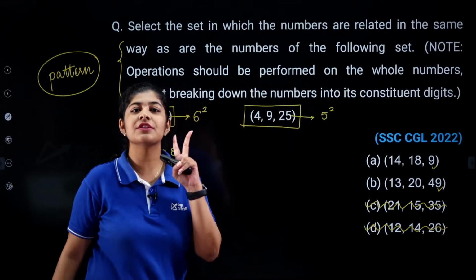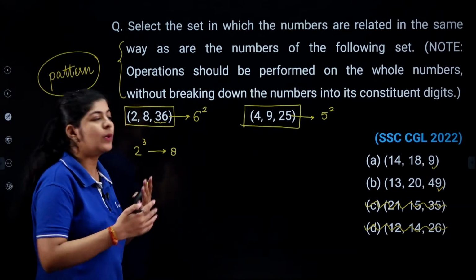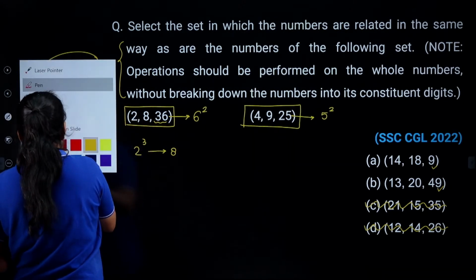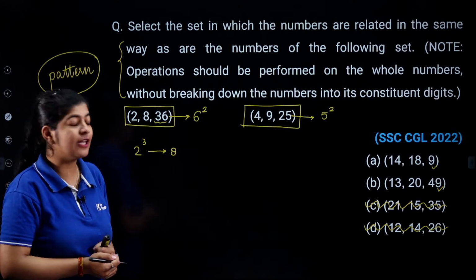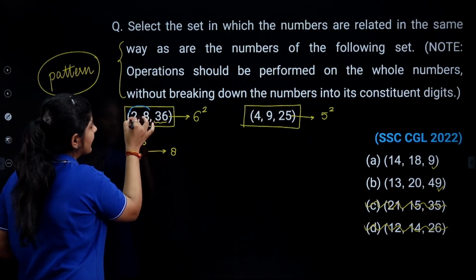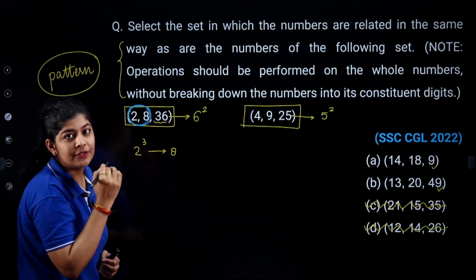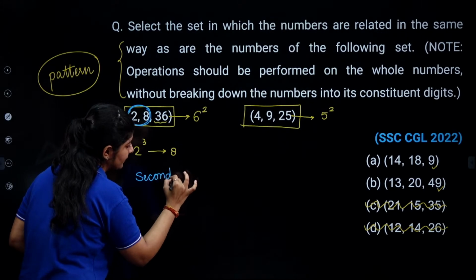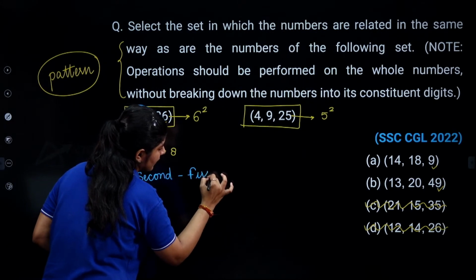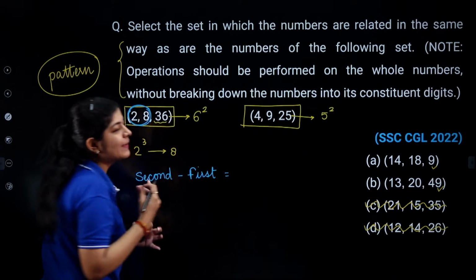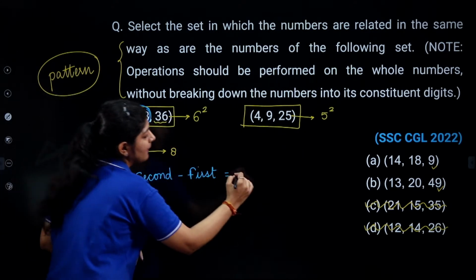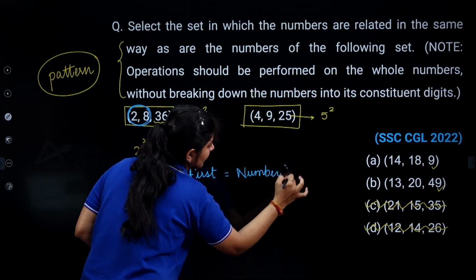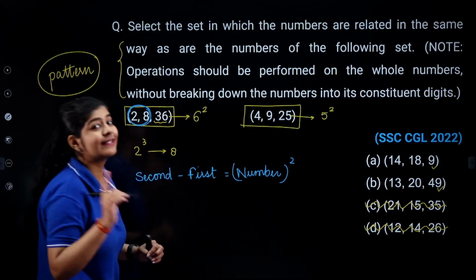Now we are left with just two options. Now again, what we need to do is analyze it more. If you look at the numbers we have over here carefully, and subtract the first number from the second number, I get some number, right? Then I have to square this particular number to get my third number.